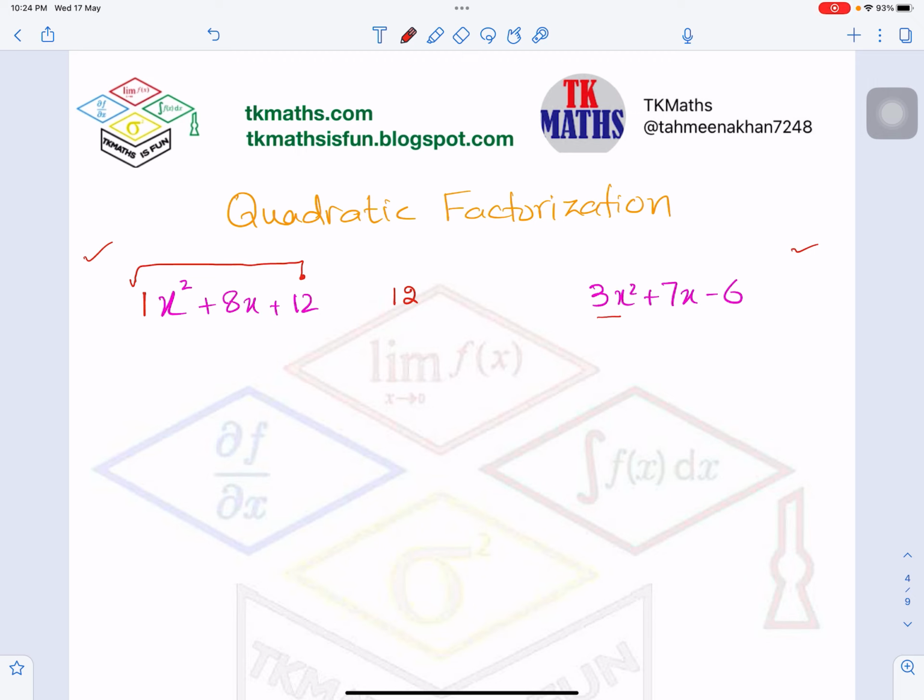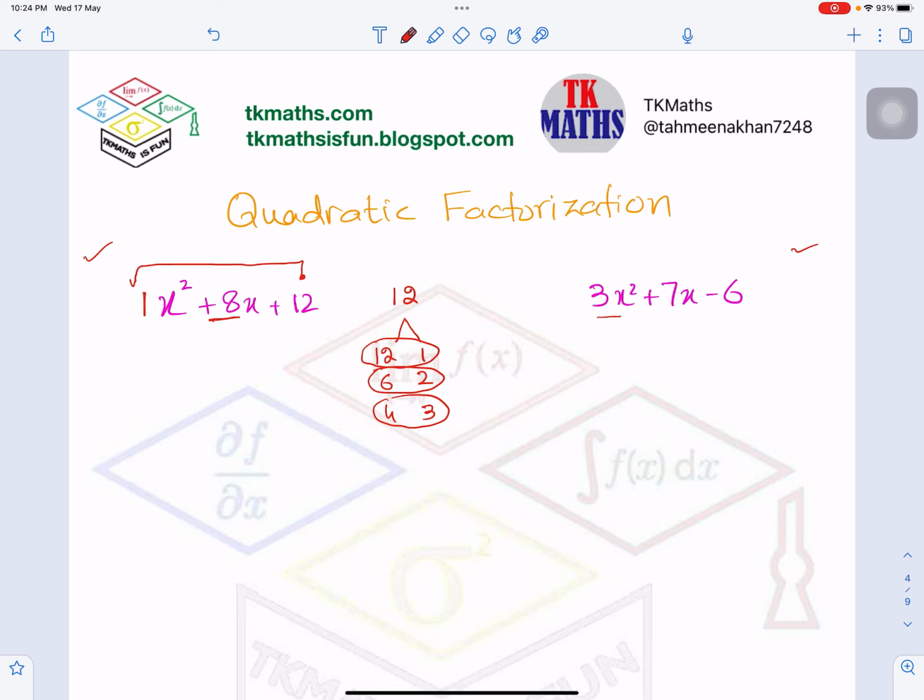After the multiplication, write down all the factors of the number you get. So you need to have strong tables for this. 12 times 1 is 12, 6 times 2 is 12, 3 times 4 is 12. There is no other pair which can give me 12. Now out of these three pairs, 12 and 1, 6 and 2, 4 and 3, which one, if you add or subtract, gives you plus 8?